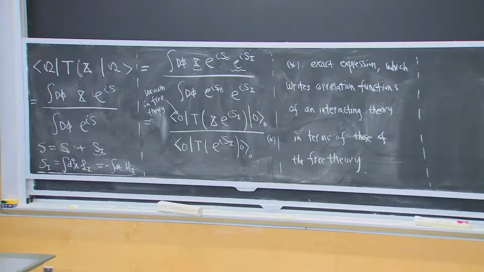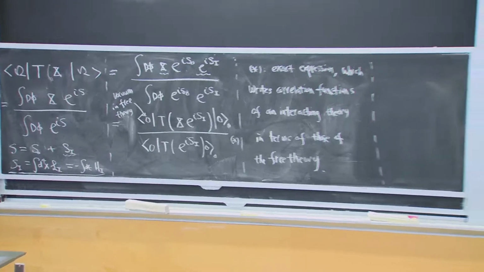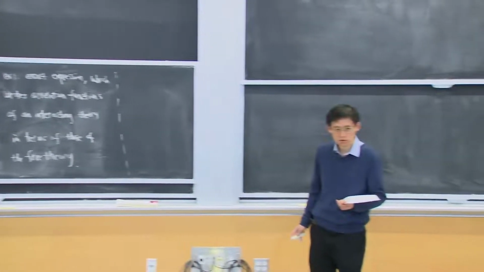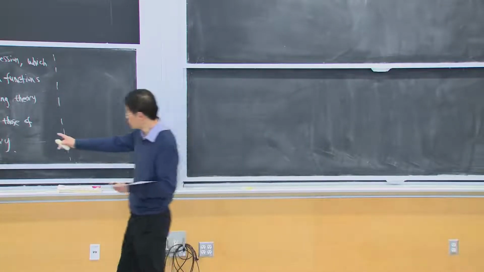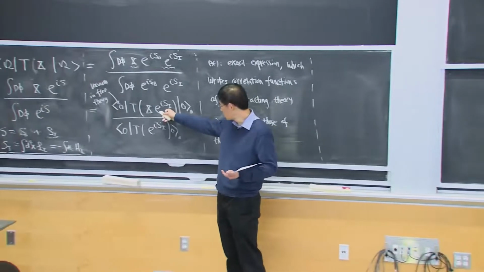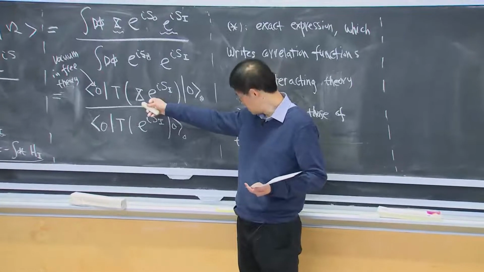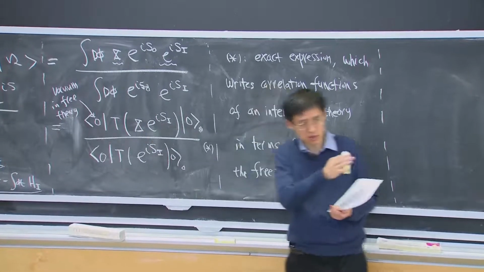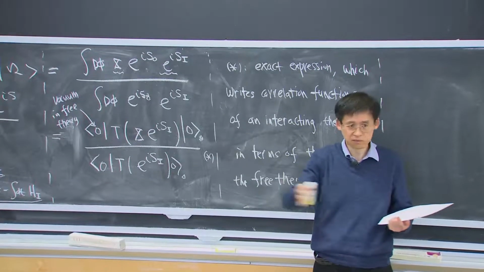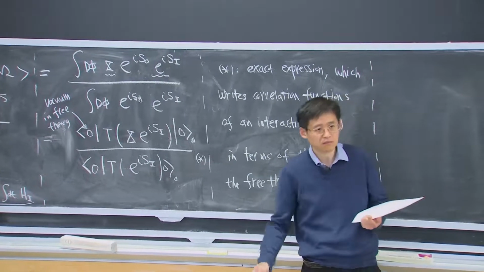Yes? I'm a little confused. What is there to time order for the e to the i with the interaction? Right. As we discussed before, whenever you see time ordering of the exponential, you should always expand the exponential in a power series, and then you just have a bunch of factors and you just time order them.